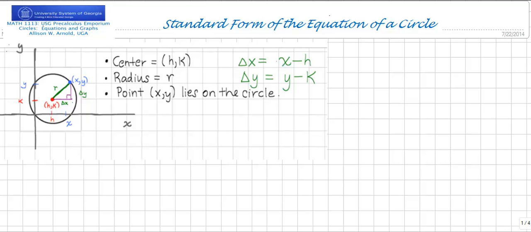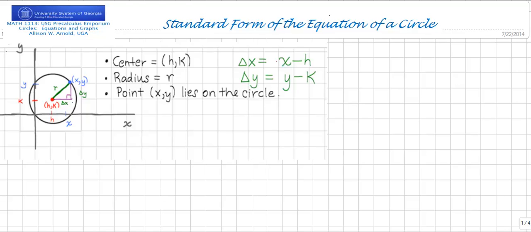In this lesson, we want to take a look at developing the form of the equation of a circle. Notice in the figure I have a circle whose center has coordinates h, k with a radius of r, and the point x, y lies on the exterior of the circle.